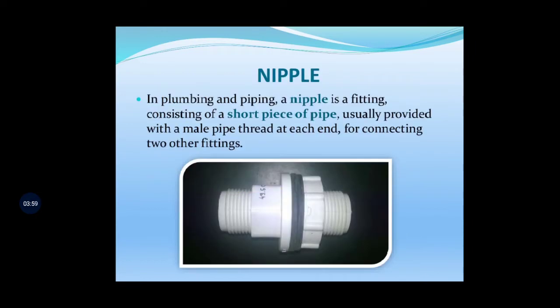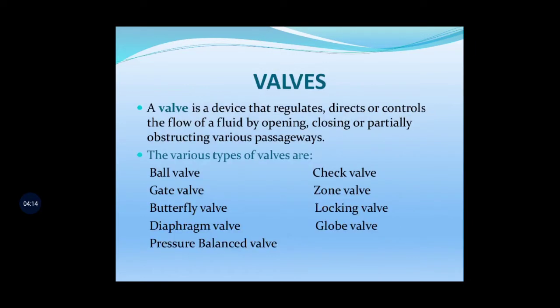Now the next one is the nipple. In plumbing and piping, a nipple is a fitting consisting of a short piece of pipe, usually provided with male pipe thread at each end for connecting to other fittings.